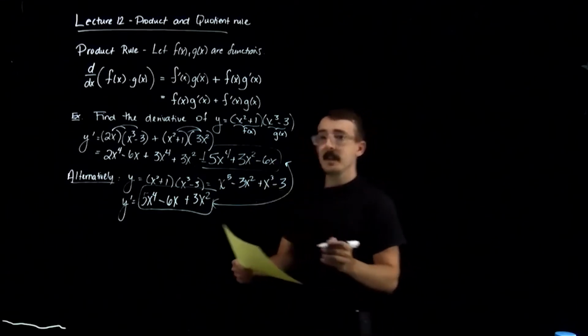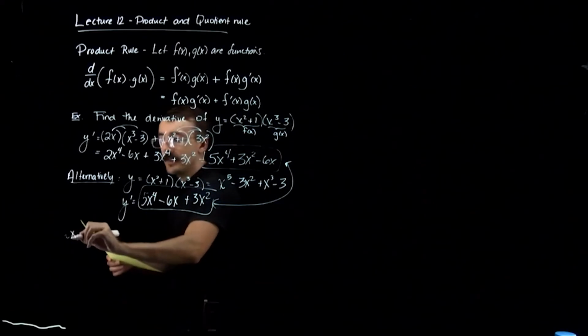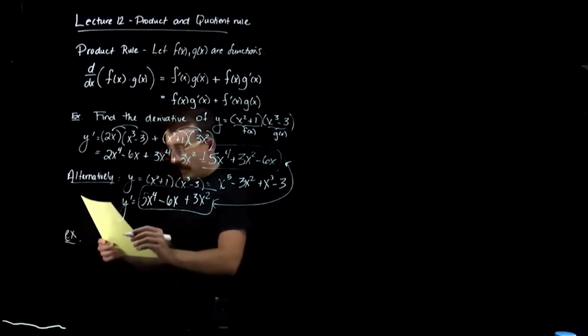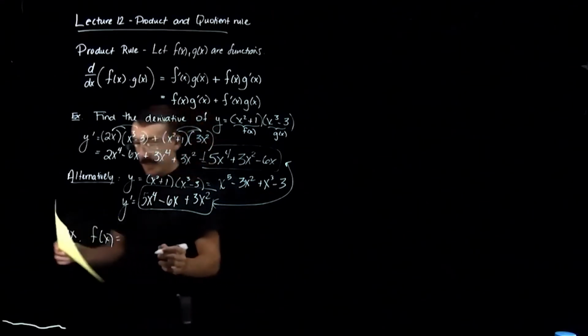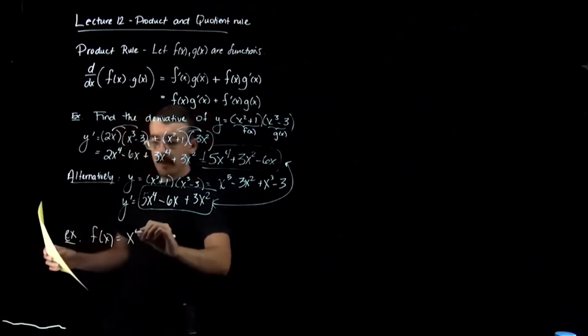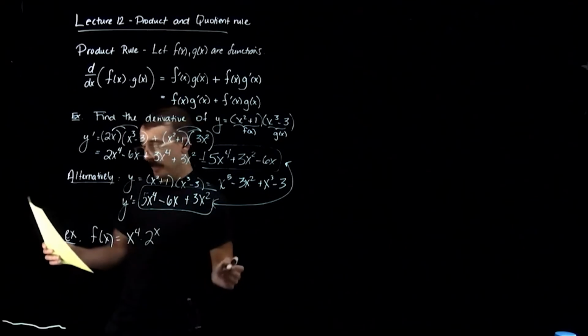All right, let's try a different example. So let's do the following. We're going to let f of x be x to the 4th times 2 to the x.